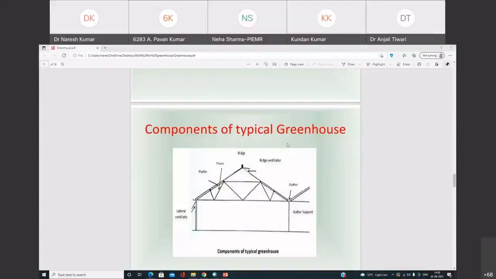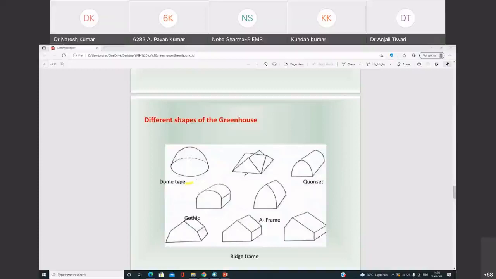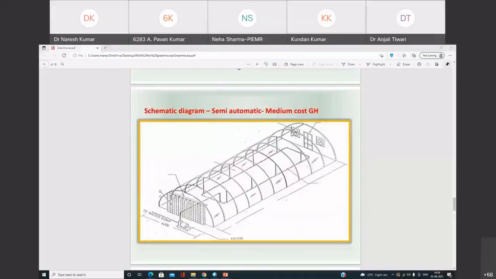There are other different shapes of greenhouses. So you can have dome types, A-frame and Gothic, ridge frame and so on. So there is no fixed shape, and this is another semi-automated medium cost greenhouse example. In this case, it is shown that there is a water pump, with a pipe going to different parts, and there is an exhaust fan. So according to the microclimatic conditions required for the crop, these are switched on and switched off accordingly.